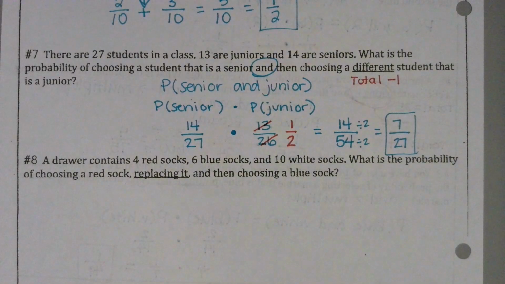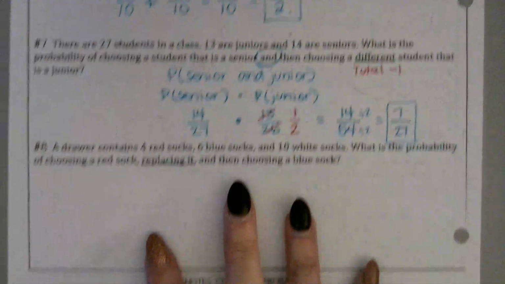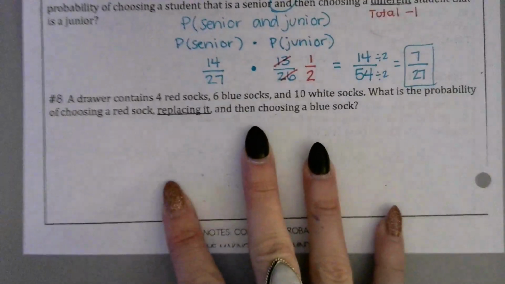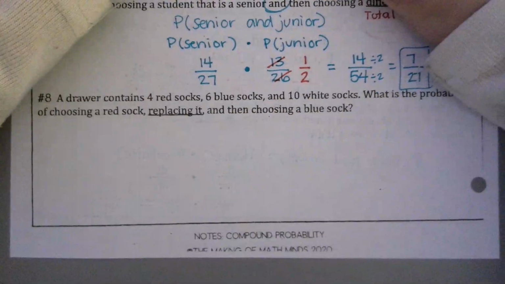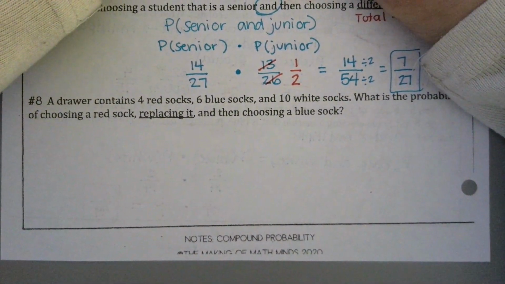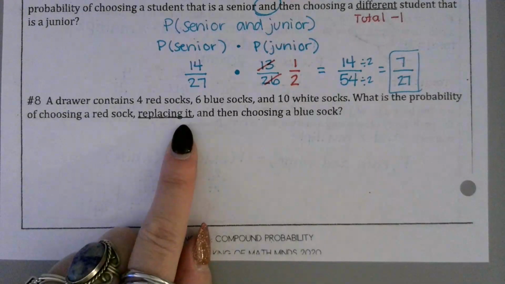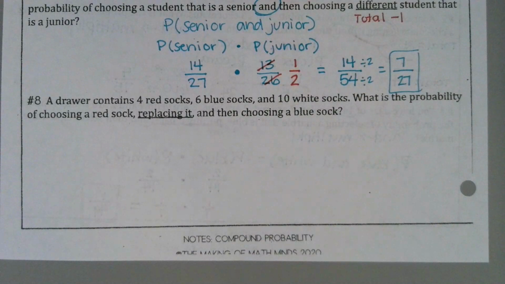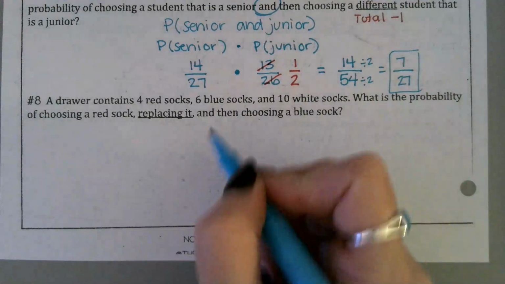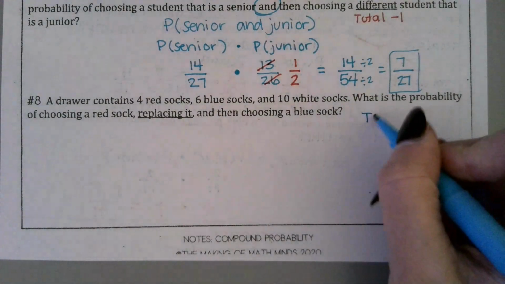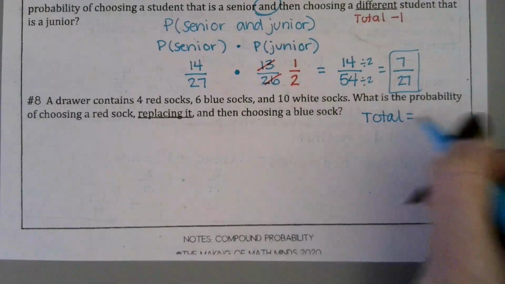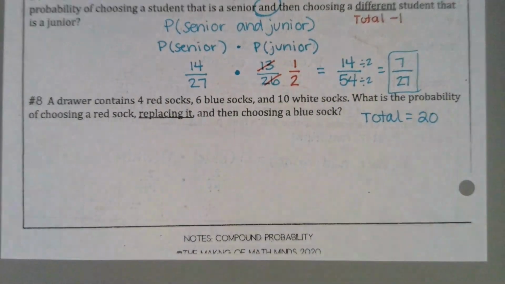All right, we got one more. So good. All right, we've got a drawer that contains 4 red socks, 6 blue socks, and 10 white socks. What is the probability of choosing a red sock, replacing it, and then choosing a blue sock? How many total socks are there? All right, we got 20 socks.